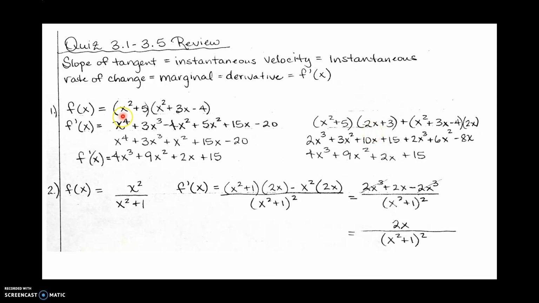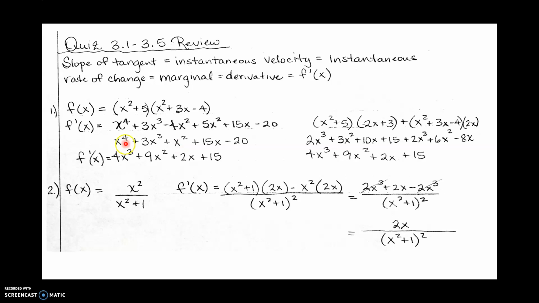So over here, if we go through and multiply, we're going to say x squared times x squared is x to the fourth. x squared times 3x is 3x cubed. x squared times negative 4 is negative 4x squared. 5 times x squared, 5 times 3x is 15x, and 5 times negative 4 is negative 20. We could combine like terms here to give us a positive 1x squared. So we haven't taken the derivative yet. All we've done is just simplify. So now we're ready to take the derivative.